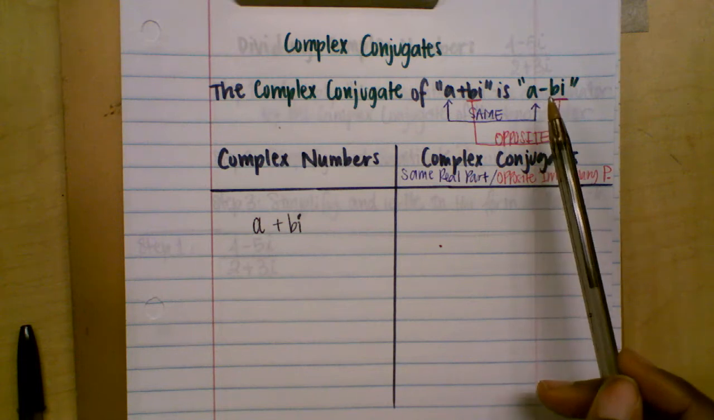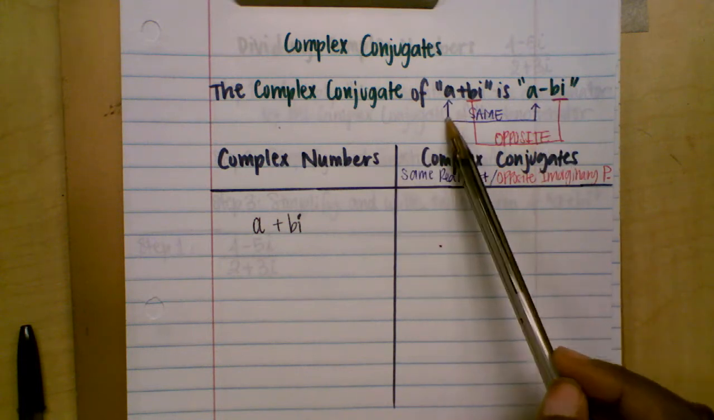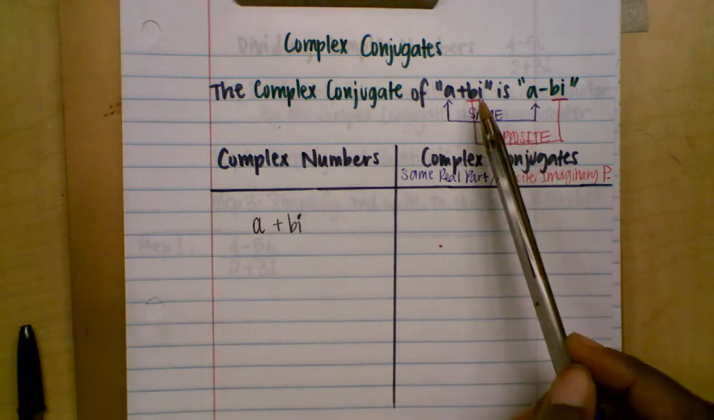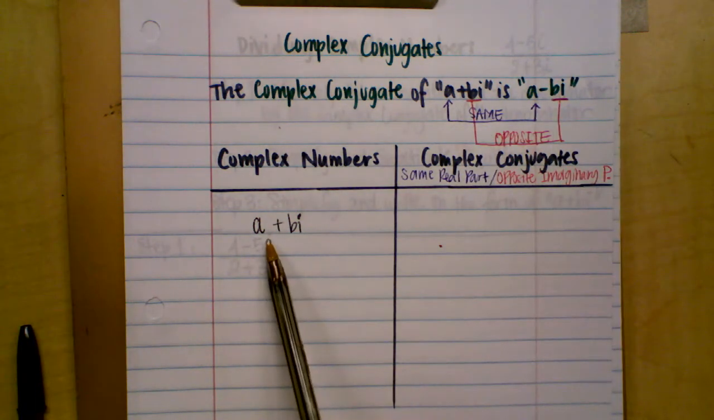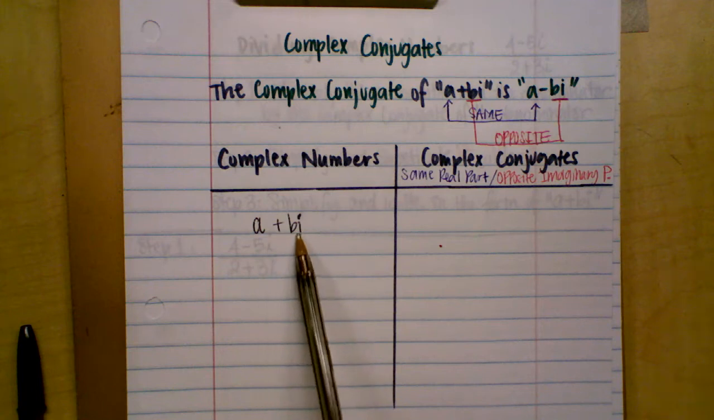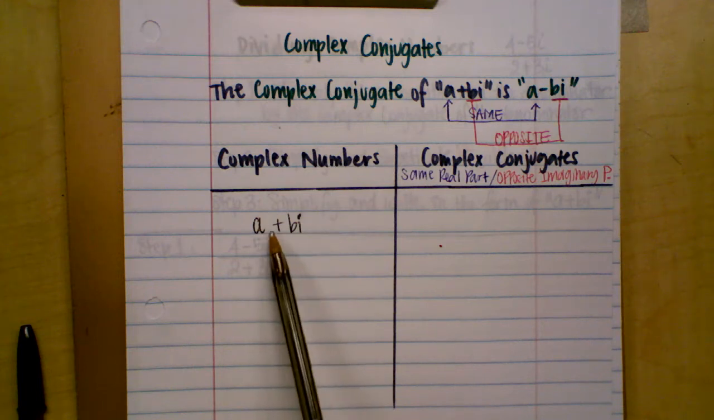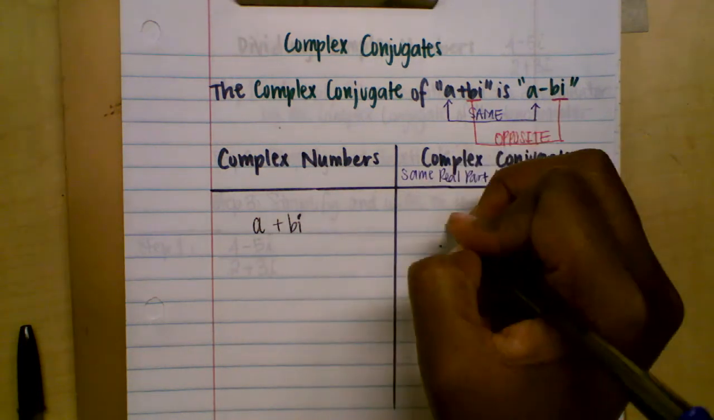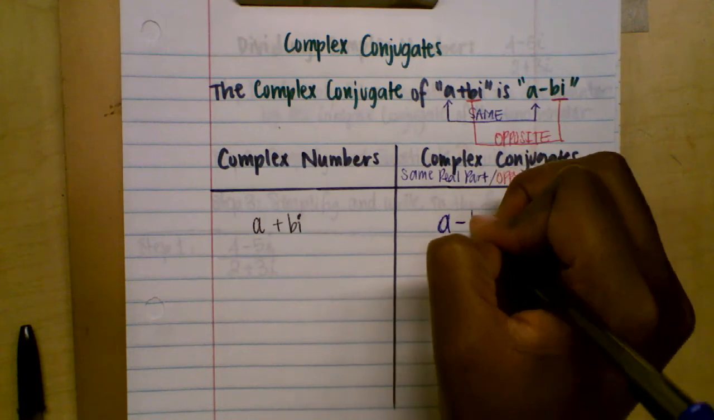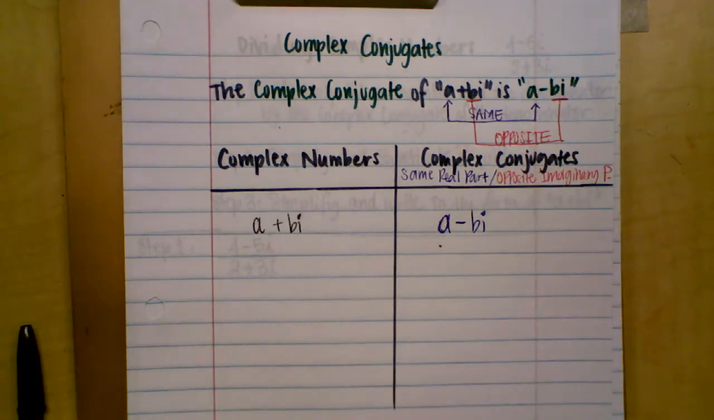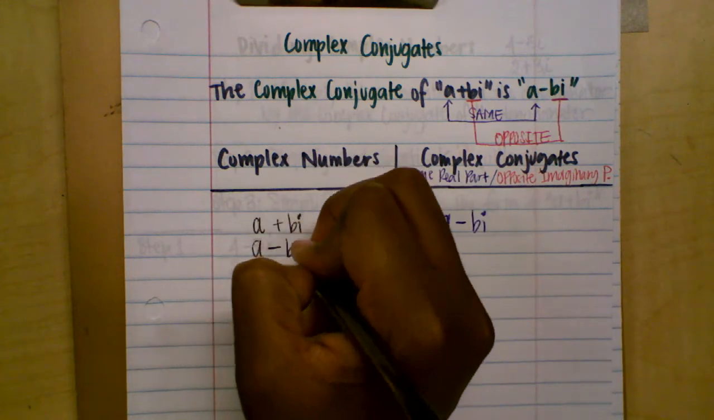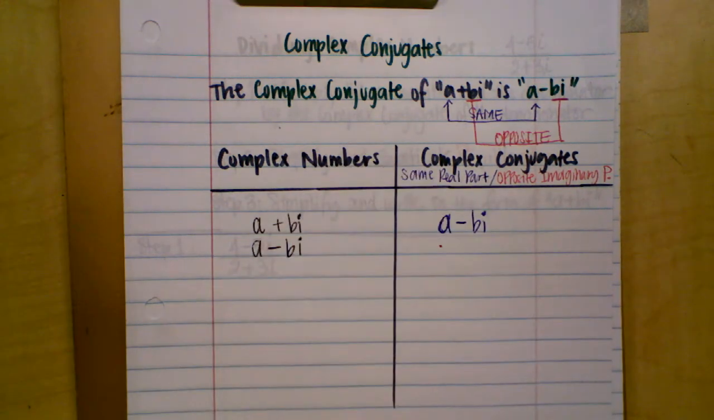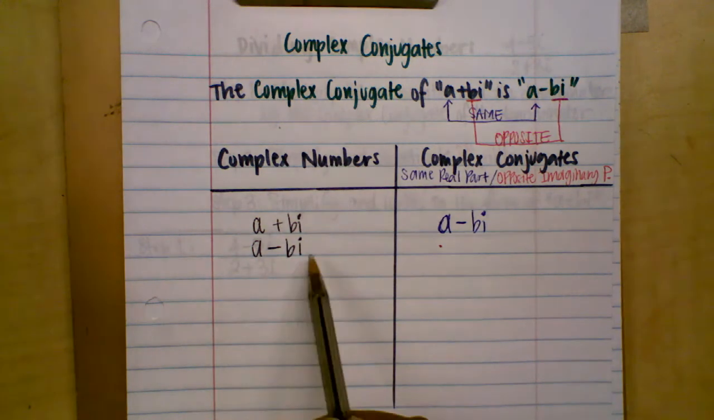Again, how do we identify complex conjugates? They have the same real part and opposite imaginary part. So let me start with the complex conjugate of a plus bi. It is going to be a minus bi. Now, what is going to be the complex conjugate of a minus bi?